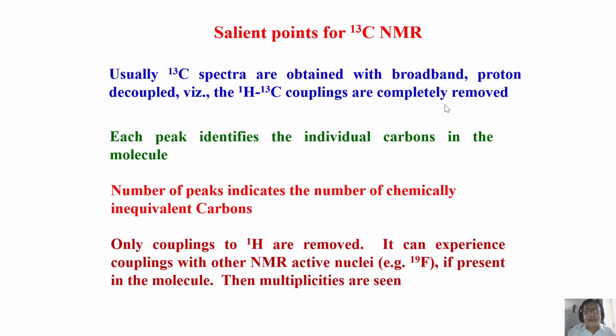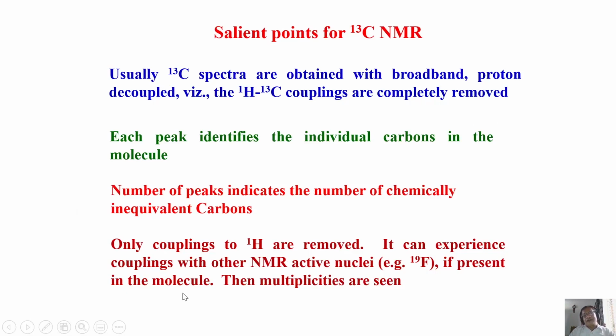When there is no coupling, all carbons will become single lines. Carbon-carbon coupling we don't see, only carbon-proton coupling. That we remove. When we remove that, you get only individual carbons, individual peaks. And each peak can then be identified for individual carbons.